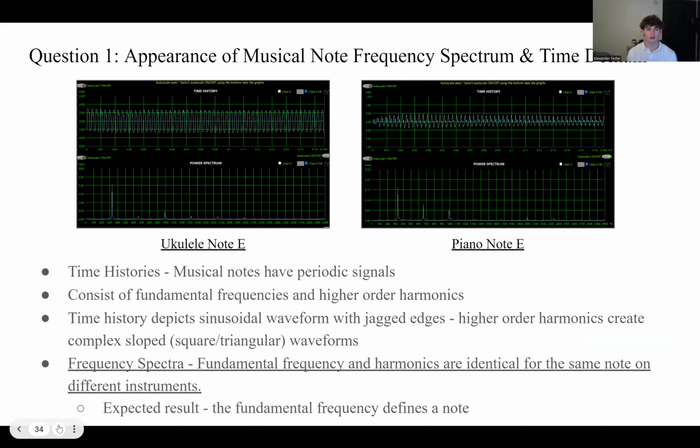Conclusions. The time histories indicate that musical notes have periodic signals and that they consist of fundamental frequencies with higher order harmonics. The time histories depict sinusoidal waveforms which are imperfect. This is because the higher order harmonics create jagged edges and complex slopes. Critically, the frequency spectra show that the fundamental frequency and harmonics are identical for the same note played on different instruments. This makes sense and was expected because ultimately the fundamental frequency is what identifies a particular note.